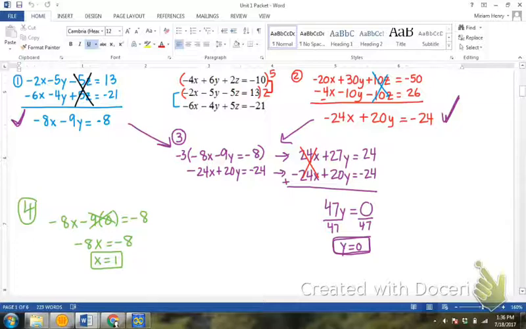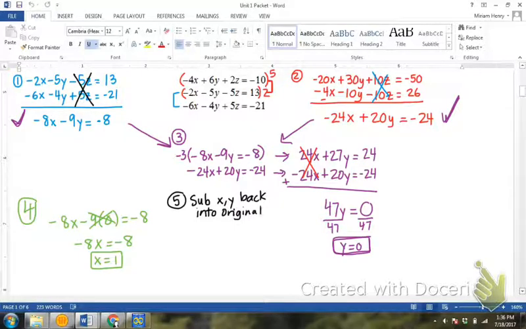Okay, so I have my x value. I have my y value. How are we going to find z? Plugging x and y into any of the above problems. All right, we're going to take our x value as 1, our y value is 0, and you get to choose any of the 3 originals. Okay, so step number 5 is to sub x and y back into the original.